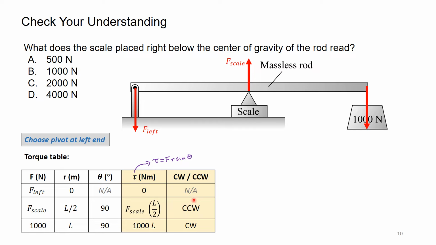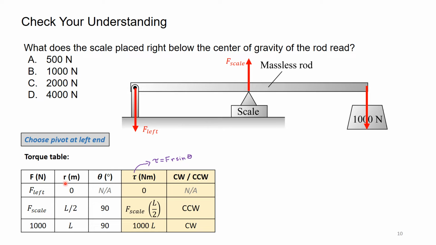And the last column is the direction of the torque. It can be clockwise or counterclockwise around the pivot. So that's what you have to determine from your system. So let's fill up the table. So first, in the first column, we list down the 3 forces. So we know one of them, the 1000 Newton, but we don't know the other. So we'll just call them F left and F scale.